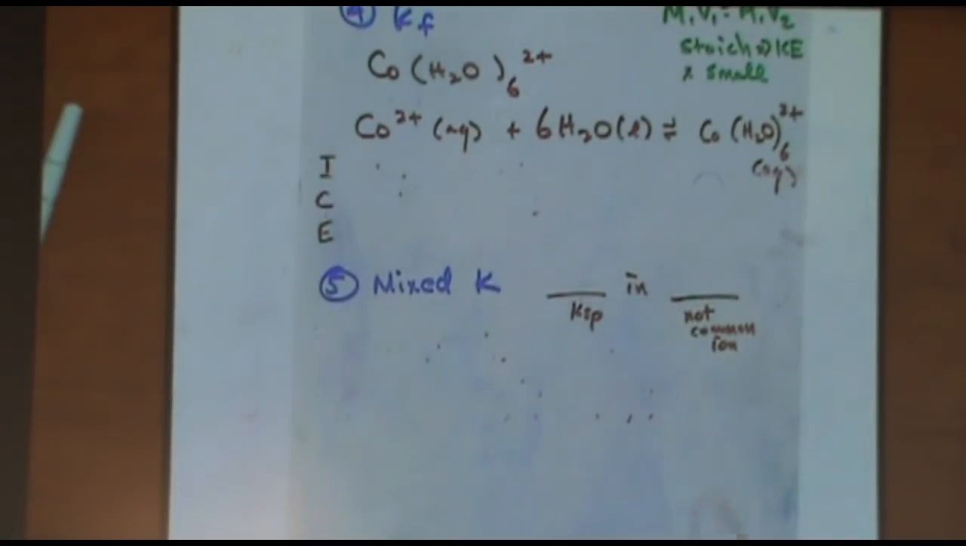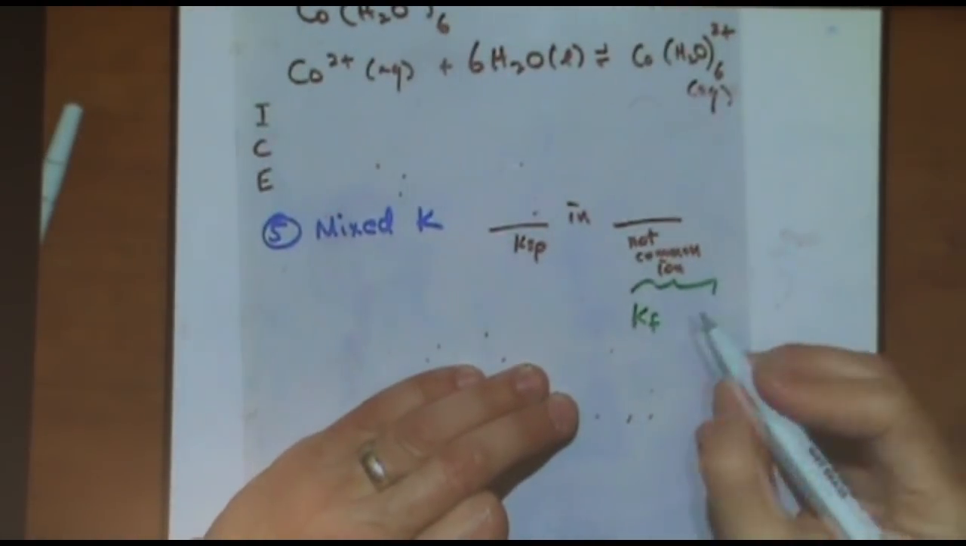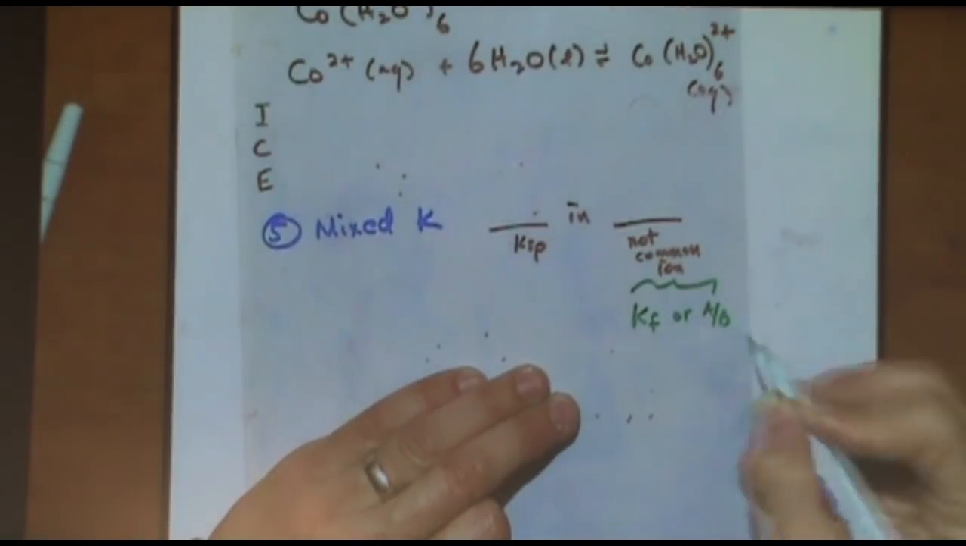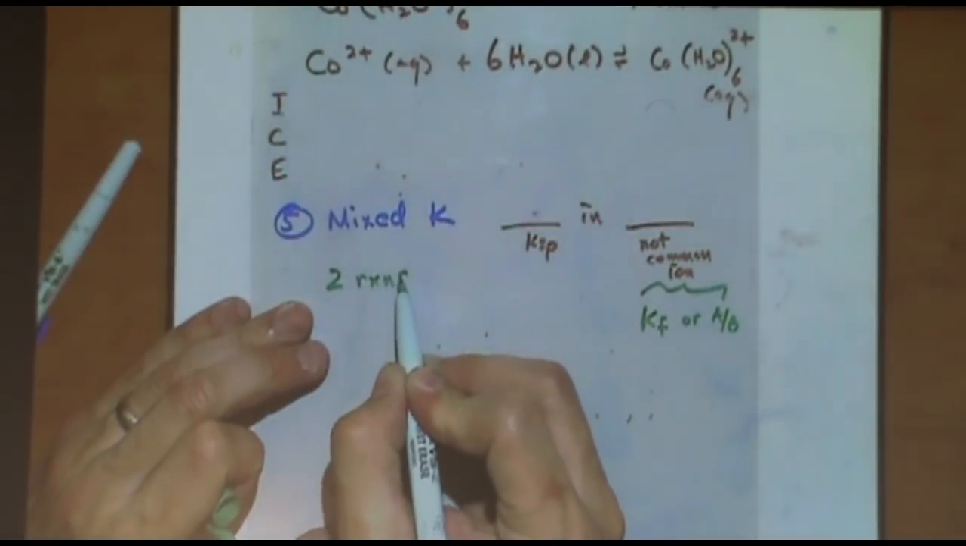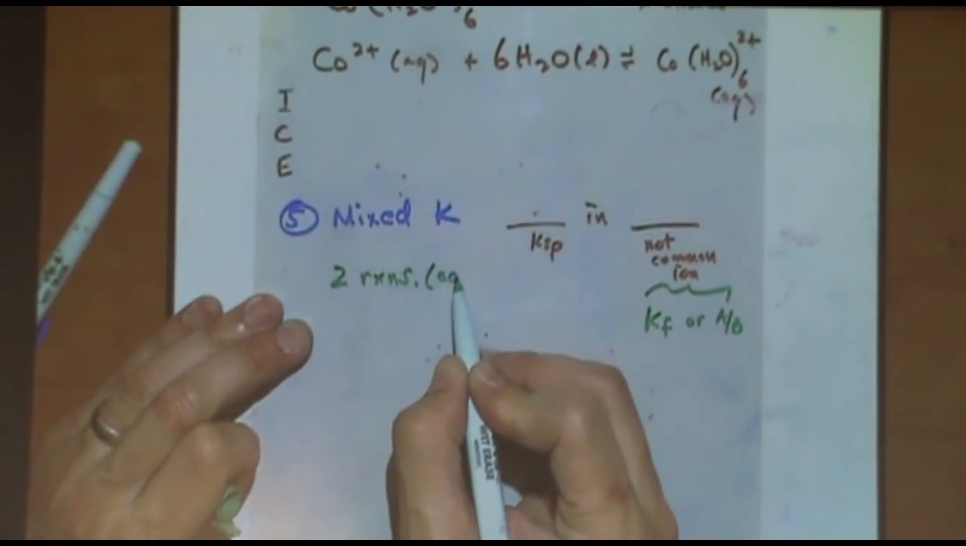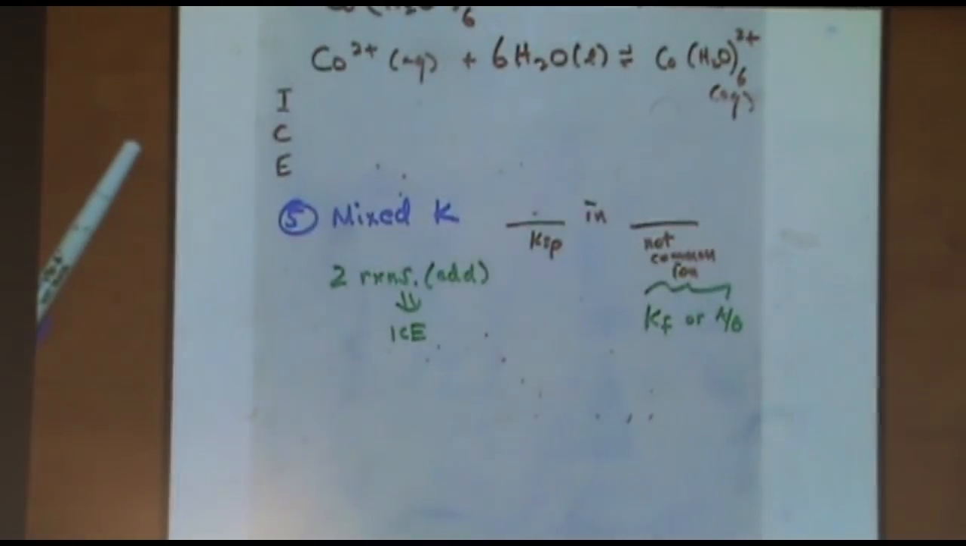I'll see if I have an example. So we've got a KSP. This one right here will either be a KF or something related to an acid or a base. I say mixed K because there's more than one K involved in this problem. And this will have 2 reactions that you need to add together. After you do that, you're going to go to the ICE table. This is unlikely to have stoichiometry, and number 2, it's unlikely to have an X that is small.